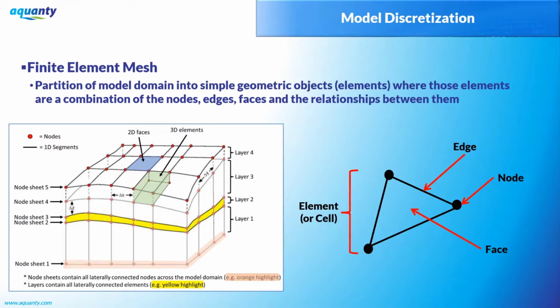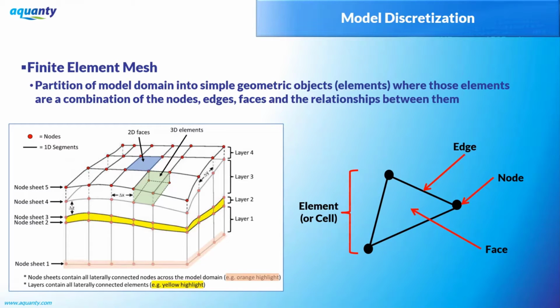We'll start with the simple diagram of a singular 2D element or cell, such as might be part of a triangular mesh that you would create. And each 2D element or cell is composed of edges, nodes, and faces. Your mesh would be composed of many cells connected together along their edges and shared nodes.